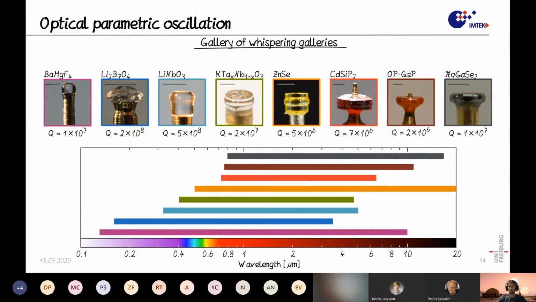Orientation-patterned gallium arsenide or gallium phosphide. And then a fairly old-fashioned but very nice crystal, silver gallium selenide for the infrared. So this procedure, just by cutting and hand polishing at the end, works with basically everything that is solid. And this gives us very high flexibility in terms of wavelength ranges where we work.